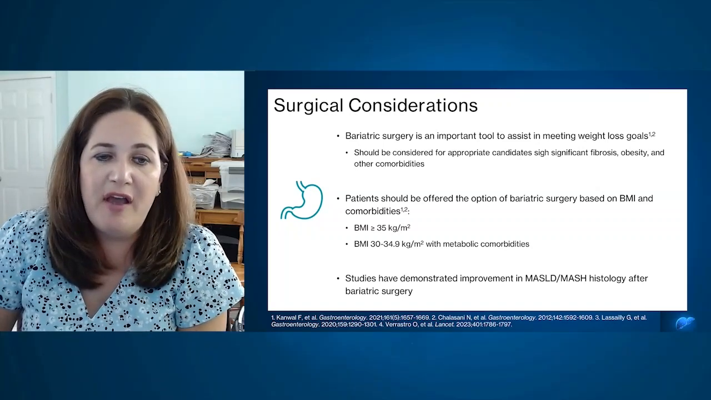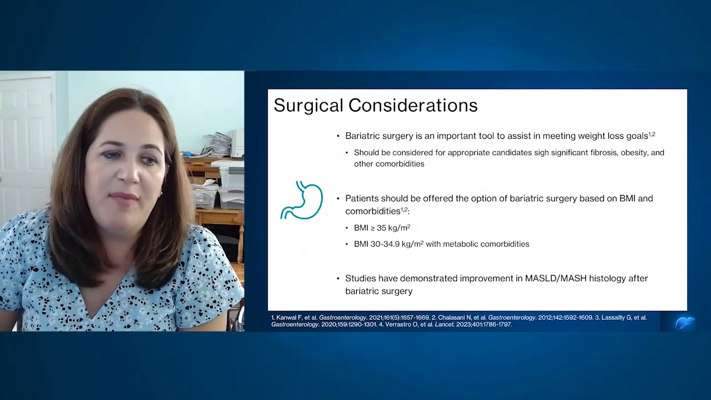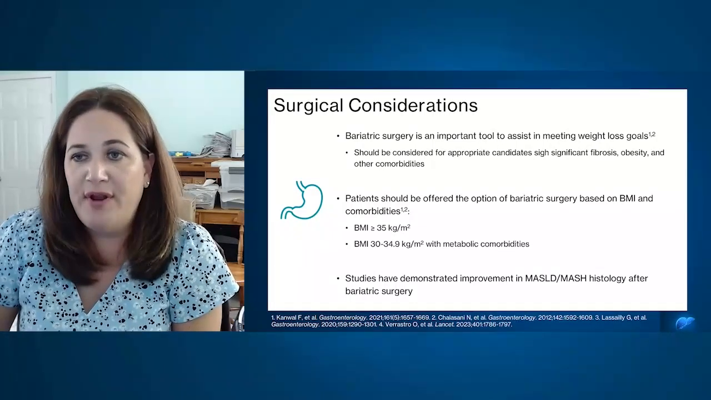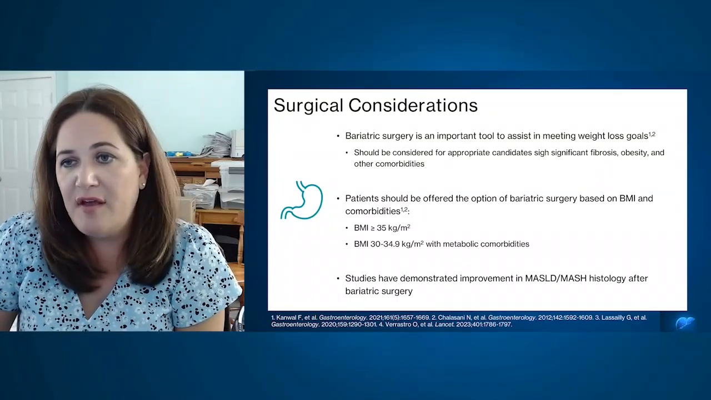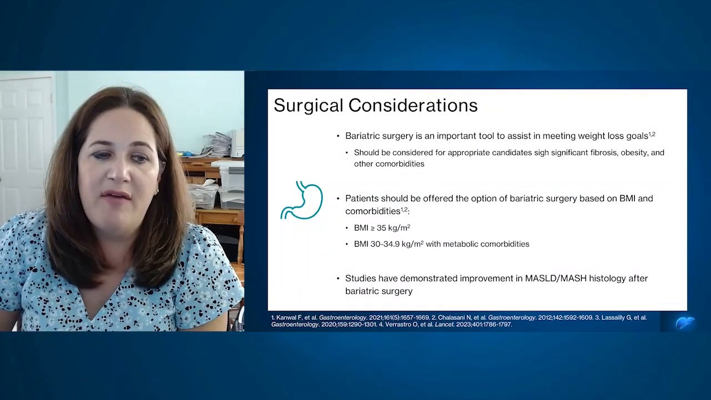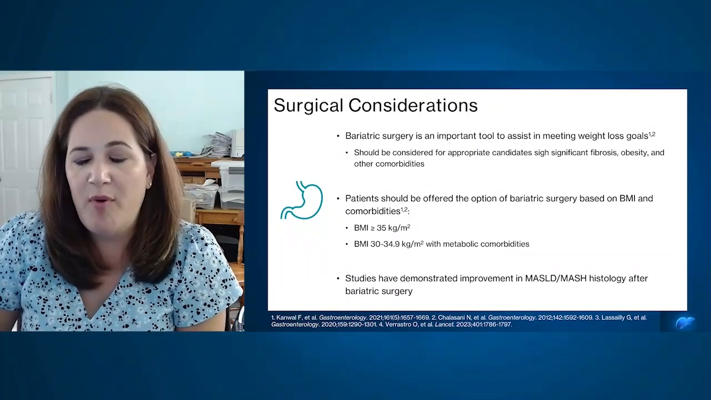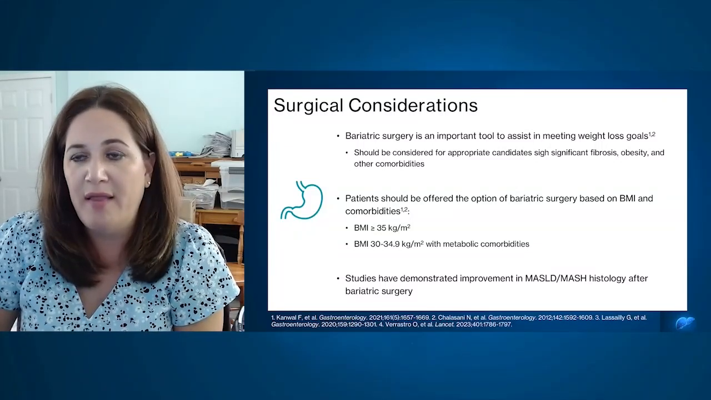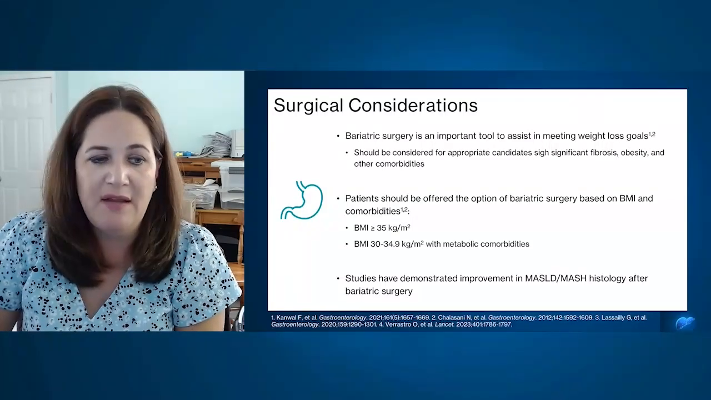Patients should be offered the options of bariatric surgery based on BMI and comorbidities. For those with a BMI greater than or equal to 35, in the absence of comorbidities, they could be candidates, and then those who have a BMI of 30 to 34.9 with significant cardio and metabolic comorbidities could be candidates.